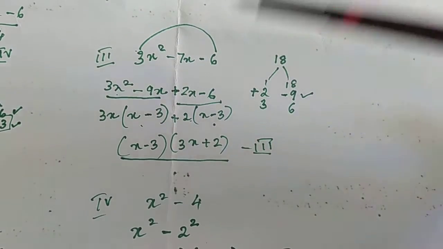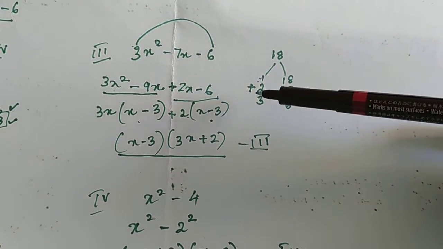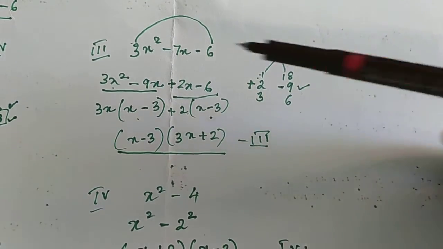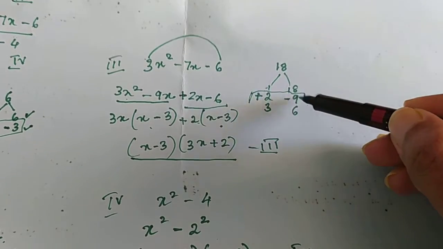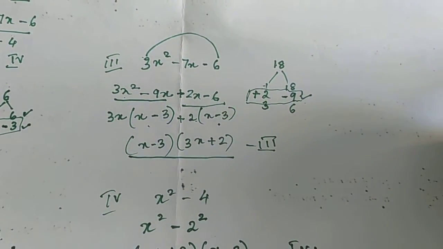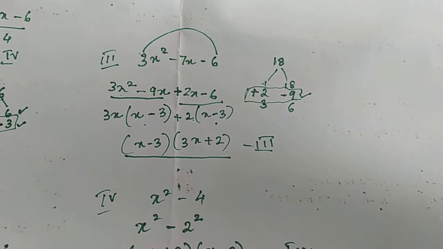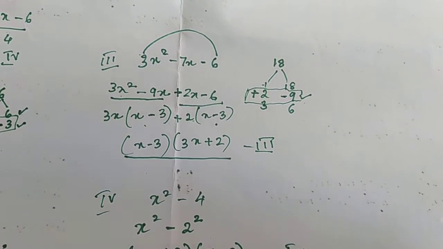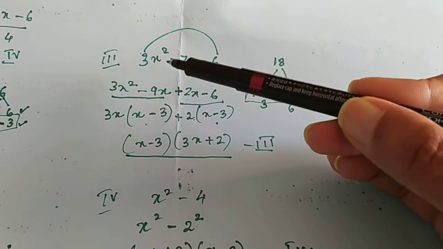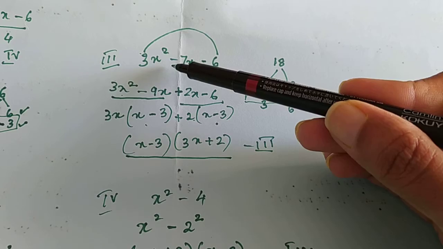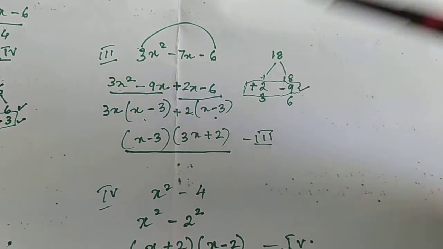3 into 6, 18. Factors of 18: 1 and 18, 2 and 9, 3 and 6. I want the number 7, which I can get from the second one, that's 2 and 9. I know the difference between 9 and 2 can give me 7. So one has to be a plus sign and one has to be a minus sign. Now which sign has to be minus? This sign is minus here, that means the greater number should be minus, so it's minus 9 and plus 2.